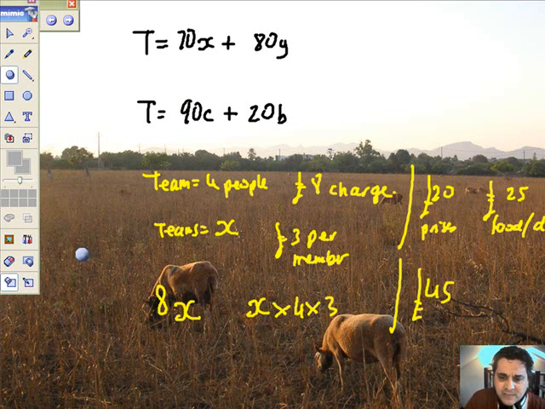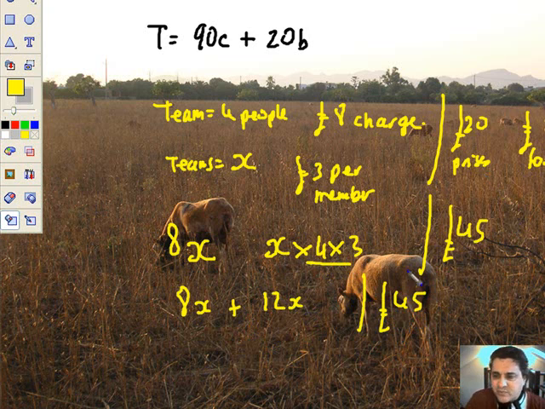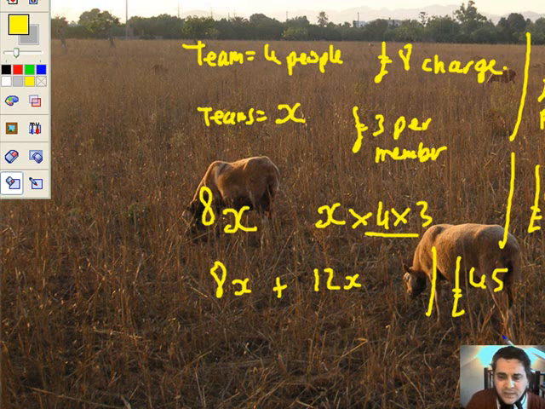So here I go. Let's put this all together and simplify this part. I've got 8X teams, plus I've got 12X people, and that's going to give us some income, and I've got £45 going out in terms of prizes and food and drink that had to be bought in. So what's the profit?